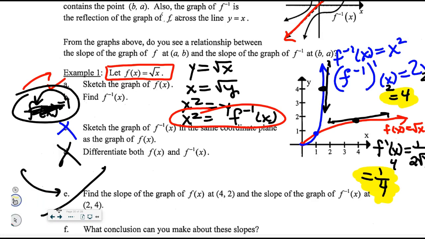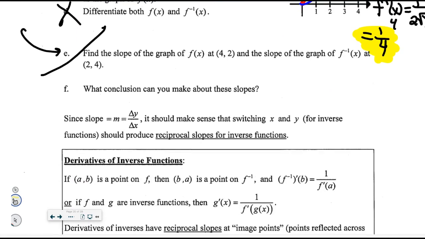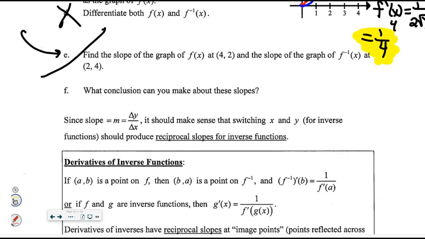What are those? What are those called? Go ahead, tell me, guys. 4 and 1/4. What are they called? Come on. What are they called? 2/3 and 3/2. What are they called? Reciprocals. Thank you. They're reciprocals. So what conclusion can you make about these slopes? It really looks like they're reciprocals, and they are.